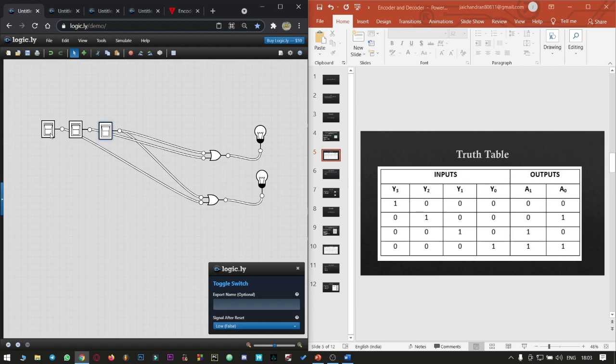So when y2 is turned on, we could see a0 has the value 1, so a0 is enabled. And when y1 is enabled, we could see a1 is enabled. And finally, when y0 is enabled, we could see both a1 and a0 turned on. That is, they both have the state 1 and 1, which is basically on. So that's the encoder. Now let's move on to the decoder part.